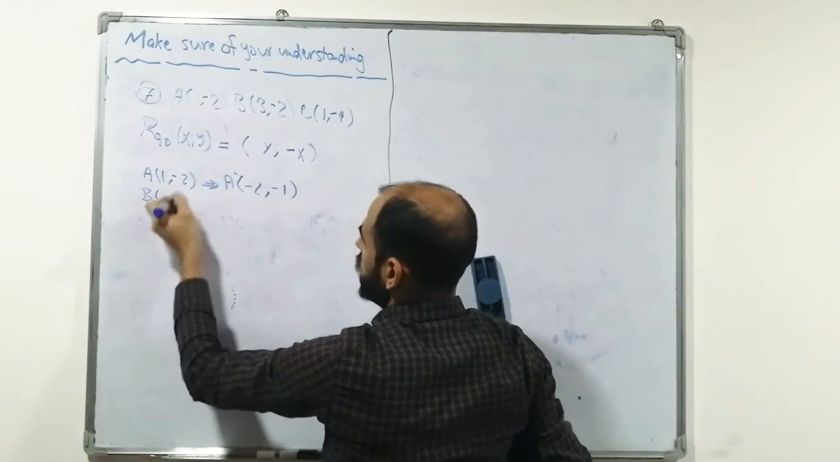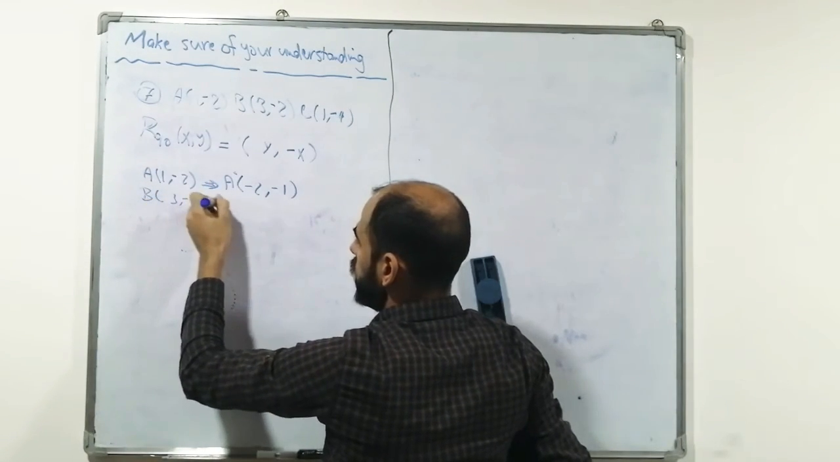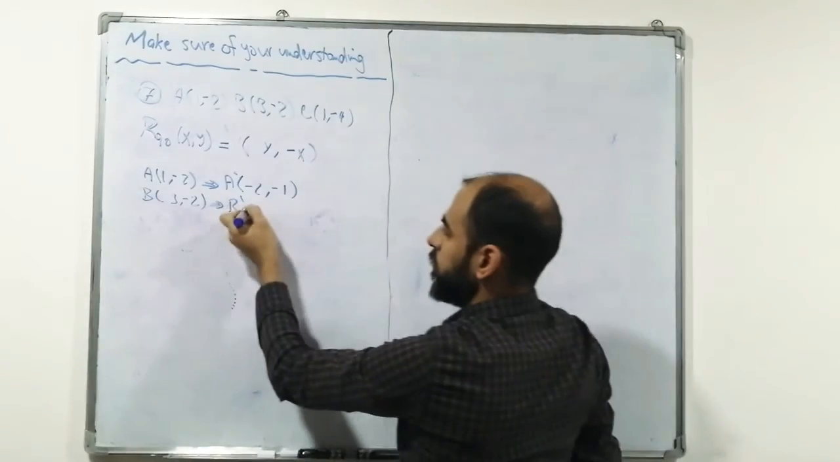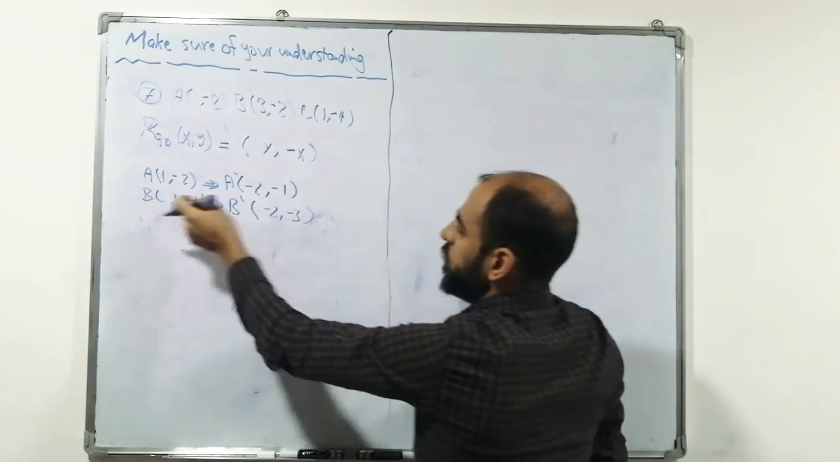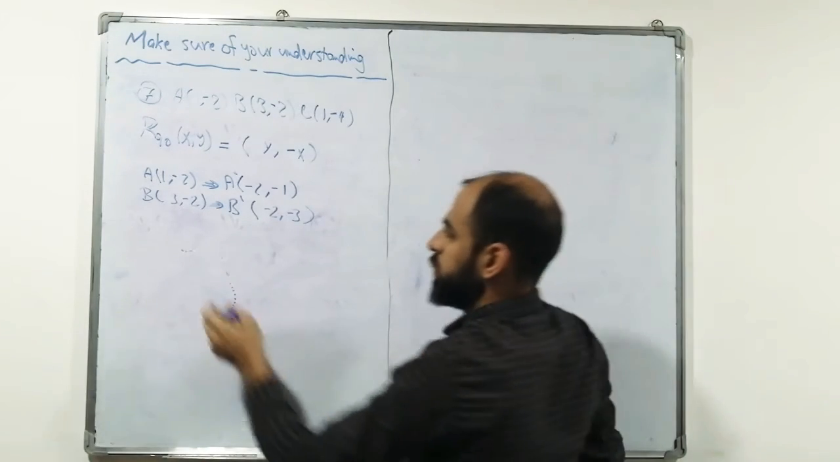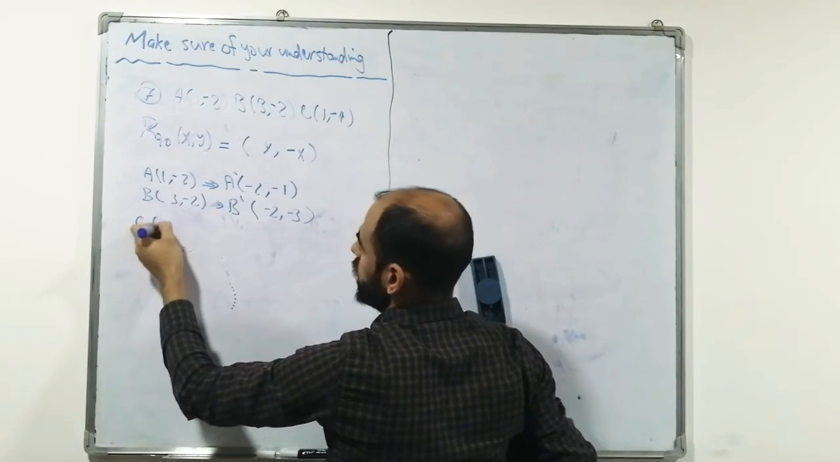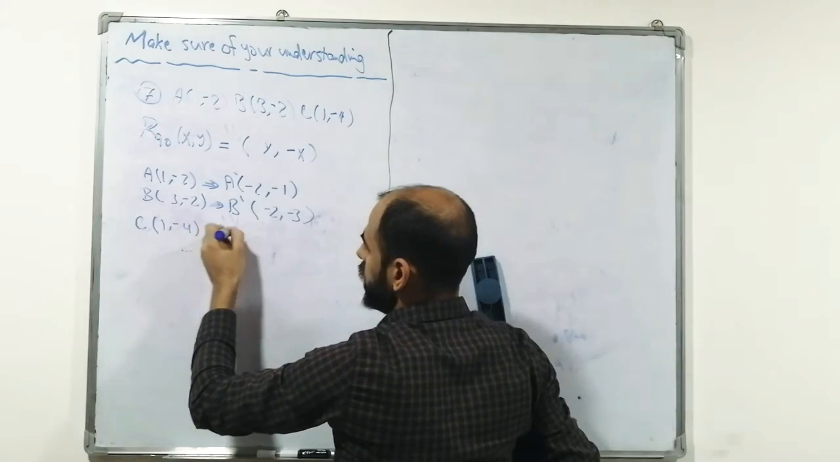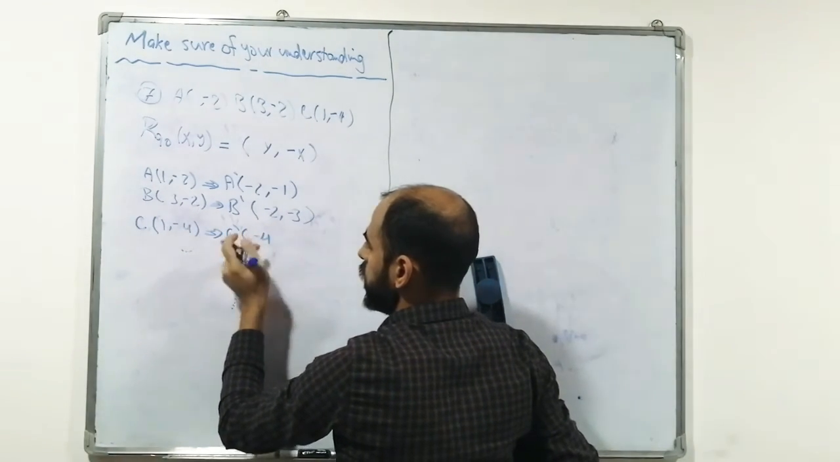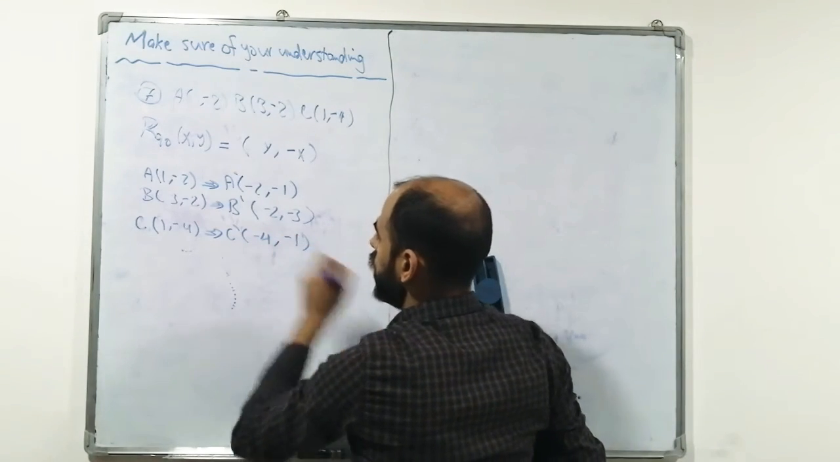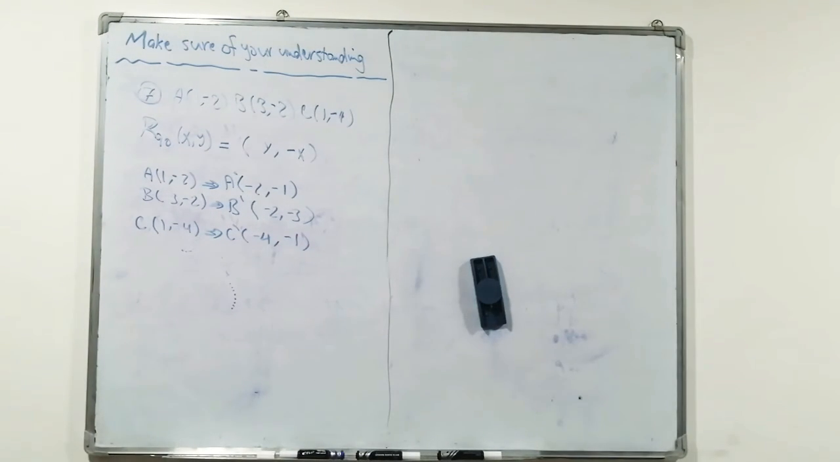B is the point (3, -2). B dash is the reflection point of B. Put x instead of y and y instead of x, then change the sign of y, which is (-2, -3). Also, the point C is (1, -4), C dash is (-4, -1). The point C dash will be (-4, -1), the reflection image of the triangle.